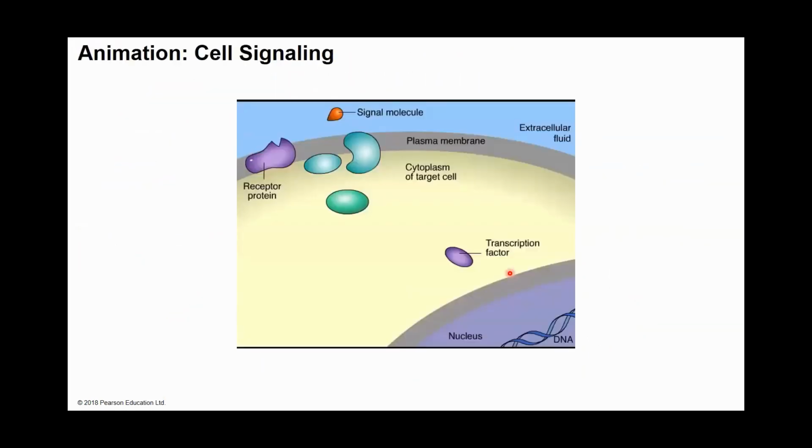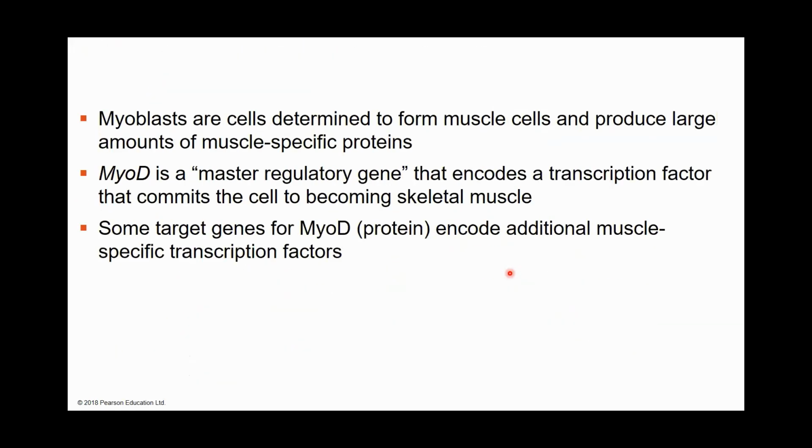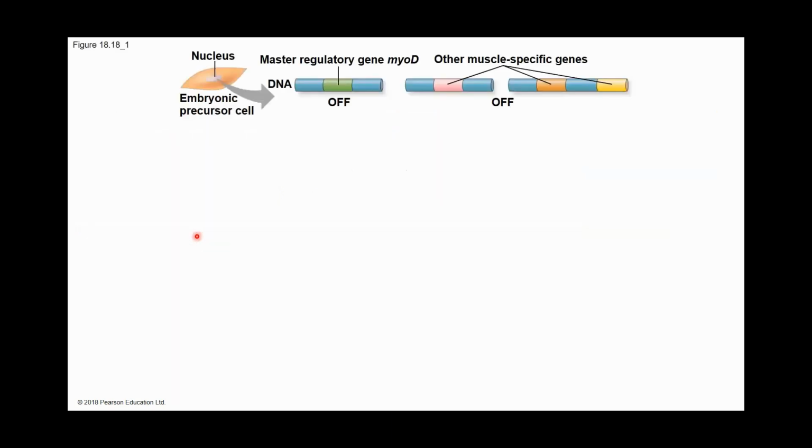So if we look at an example, for example, how muscle cells become determined and then differentiated. Muscle cells, for example, originate from an embryonic precursor cell. So an embryonic precursor cell will be expressing some genes, but one of the genes that is important for the development of muscle cells is a gene encoding a transcription factor called MyoD. And then we have other muscle-specific genes.